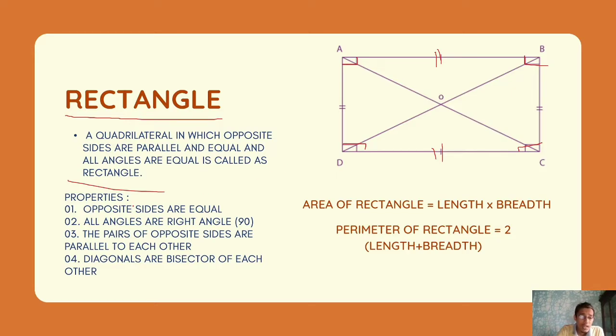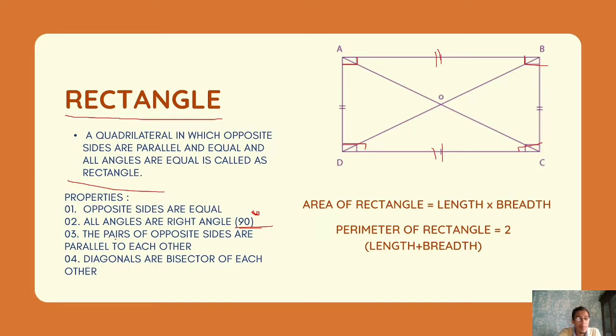So what are the properties of a rectangle? First property, opposite sides are equal. So opposite side AB is equal to side DC, and side BC is equal to side AD. So these opposite sides are equal to each other. Second, all angles are right angles. So in a rectangle, all the angles must be equal to 90 degree. The dimension of this angle must be equal to 90 degree.